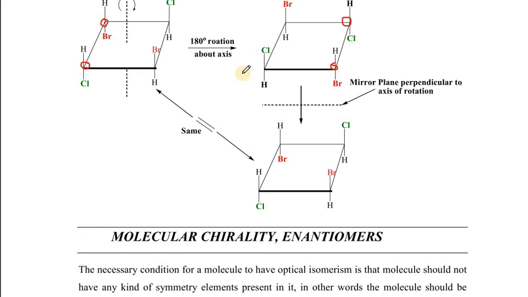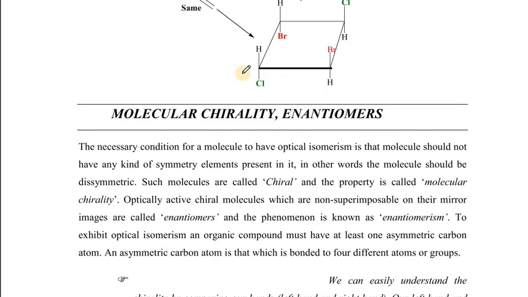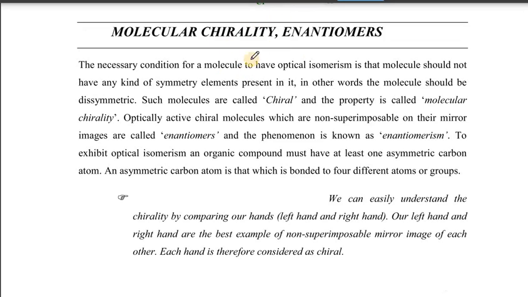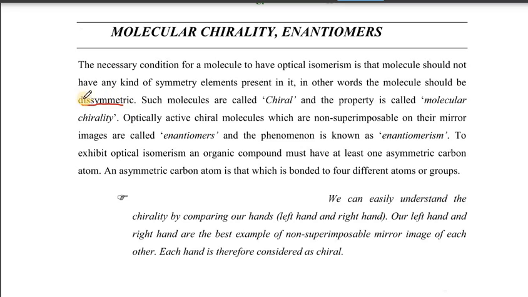So next, what is chirality? What are enantiomers? Till now we know that chirality is a necessary condition for a molecule. That is, a molecule should not have any kind of symmetry elements present in it. The molecule should be dissymmetric, and such molecules are chiral molecules, and the property is called chirality.